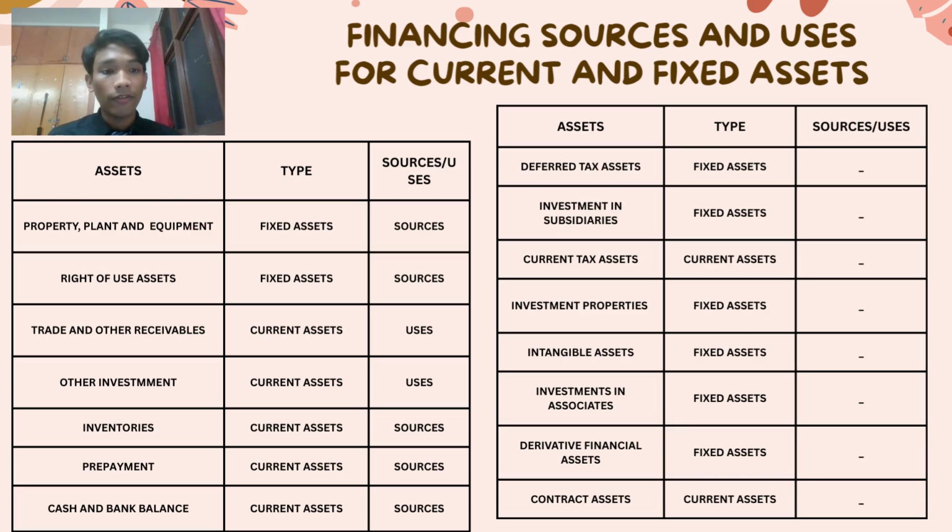Next, on the right, the first is deferred tax assets. The asset type is fixed asset. Net investment in subsidiaries, fixed asset, current tax asset, current asset, investment properties, fixed asset, intangible asset, fixed asset, investment in associate, fixed asset, derivative financial asset, fixed asset, and last one is contract asset, current asset. For the right, it doesn't have any sources and uses because it is not given and gets an empty value.